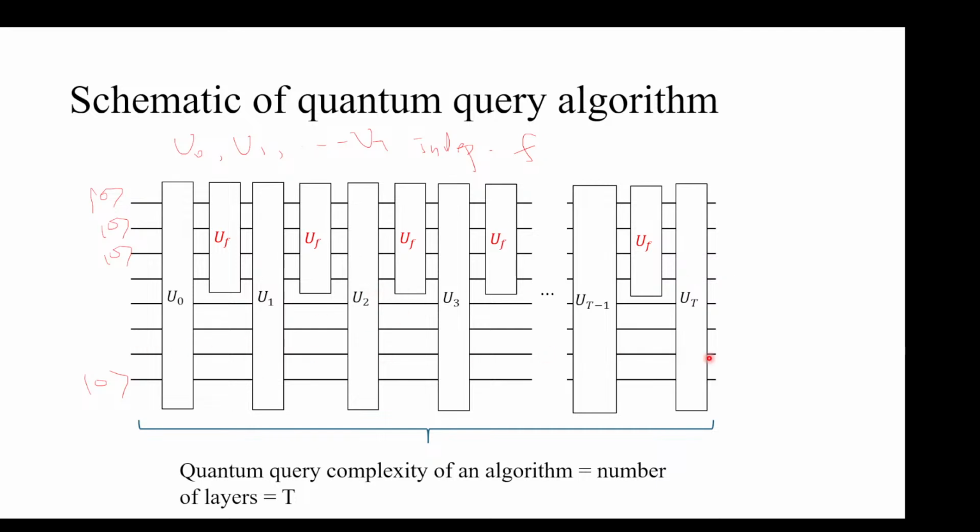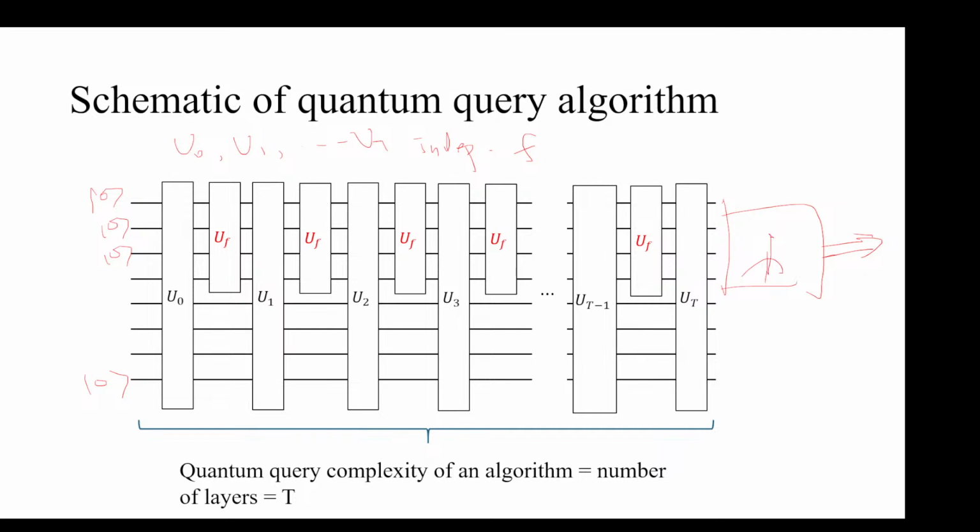All the way. And so you will do this T times, some big T times, and that means you place the big T different UF in your circuit, and in the end you can do another UT, and you do a measurement on some part of the circuit, and then you get your result. You get a result out of your measurement.